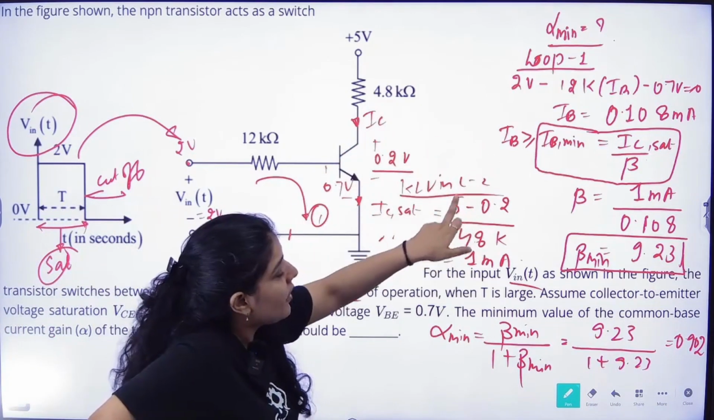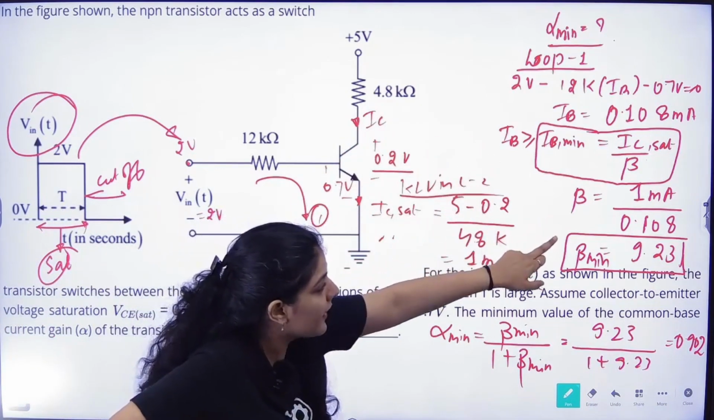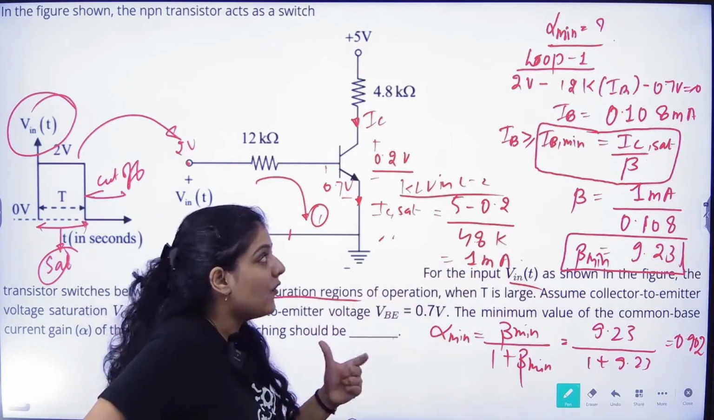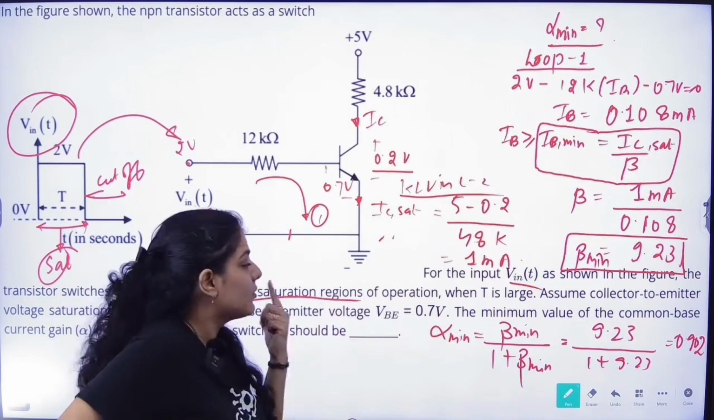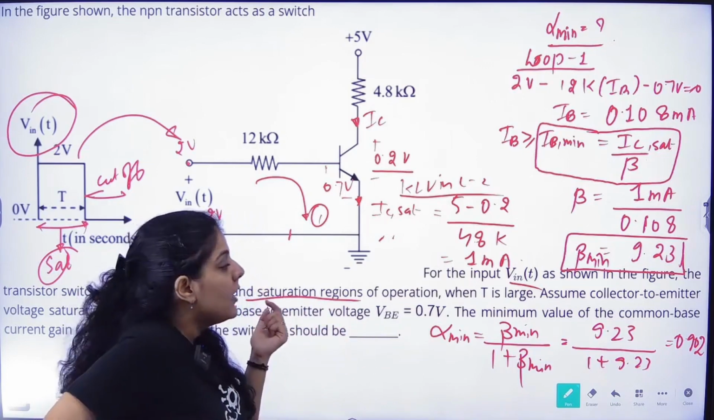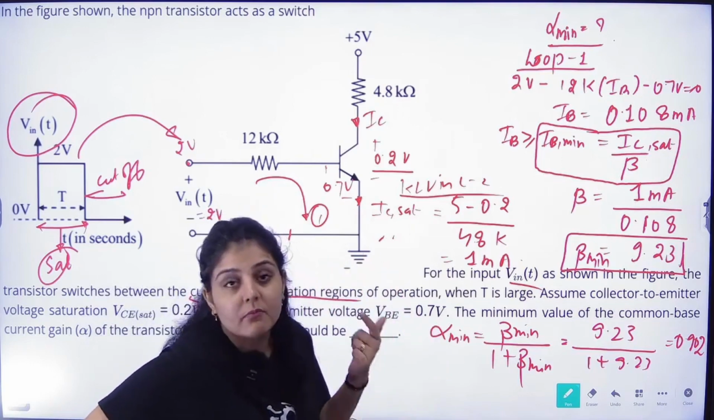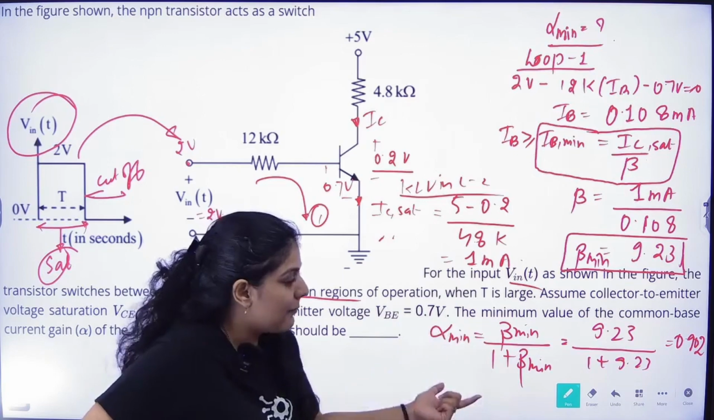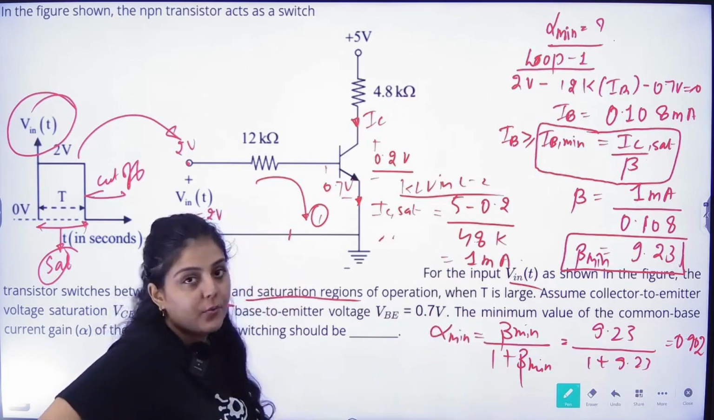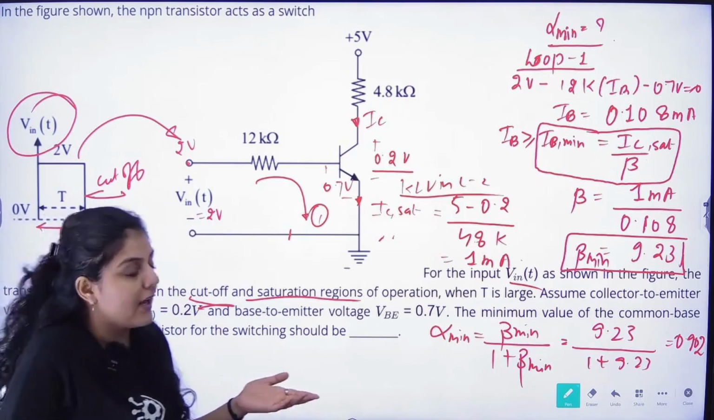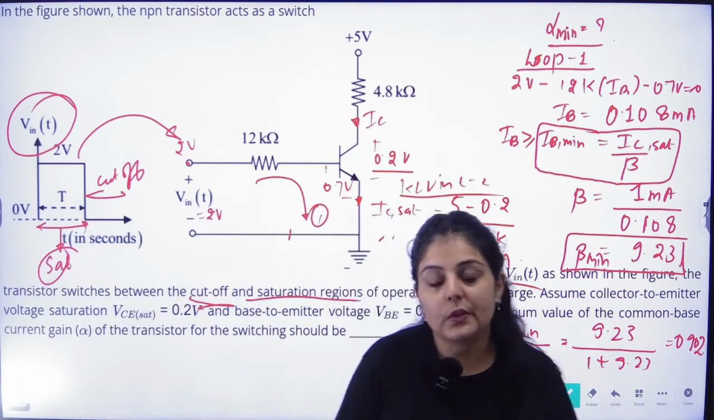After finding the values of the currents, we can find the value of beta, and that will be minimum beta. Now we know the relation between alpha and beta: alpha is equal to beta divided by 1 plus beta. So if we have minimum beta, alpha will also be minimum. So minimum alpha will be equal to 9.23 divided by 1 plus 9.23, which comes out to be 0.902. Okay.